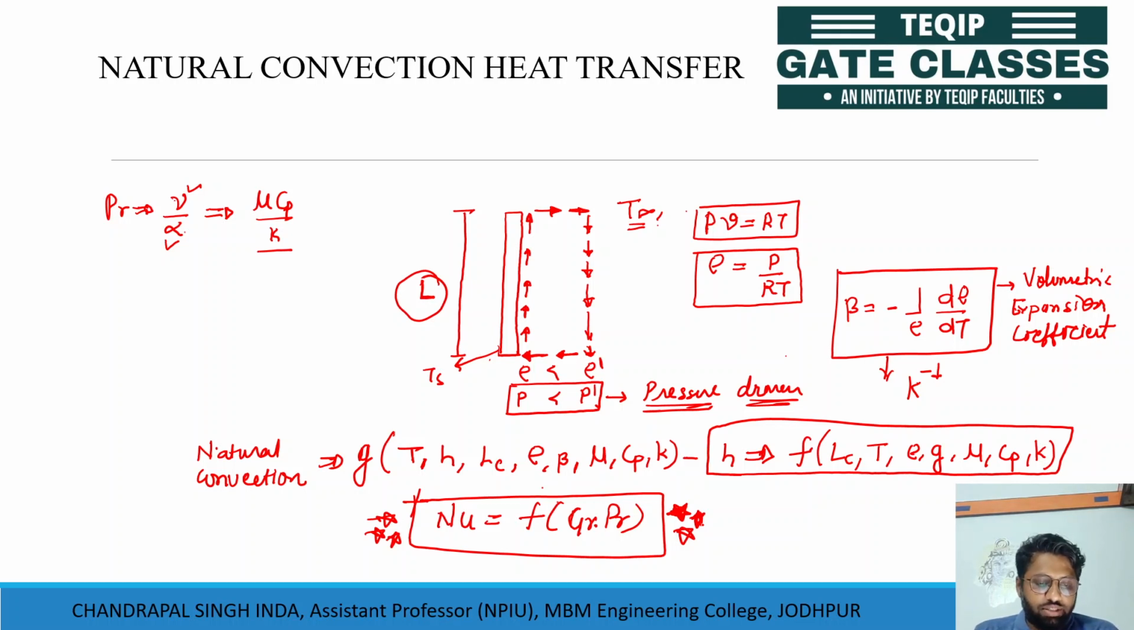Let's discuss the physical significance of these three dimensionless numbers present in the natural convection system. We have discussed the physical significance of the Nusselt number and Prandtl number, so let's have an understanding of the Grashof number.